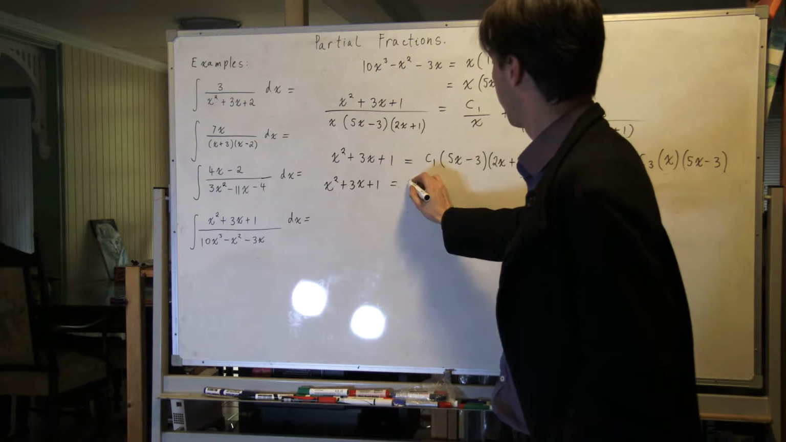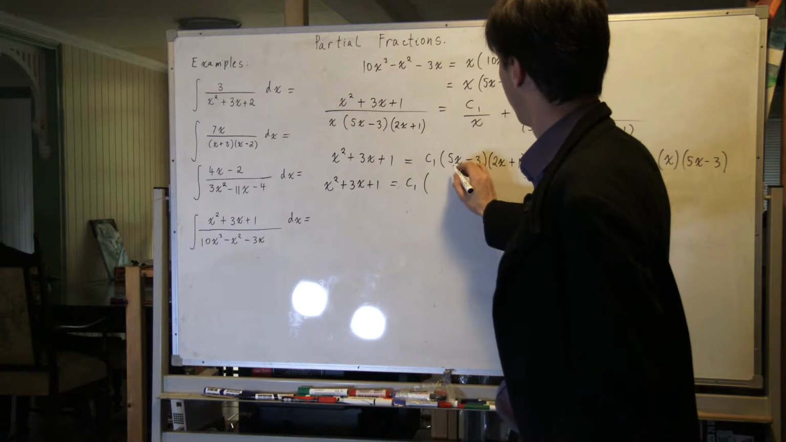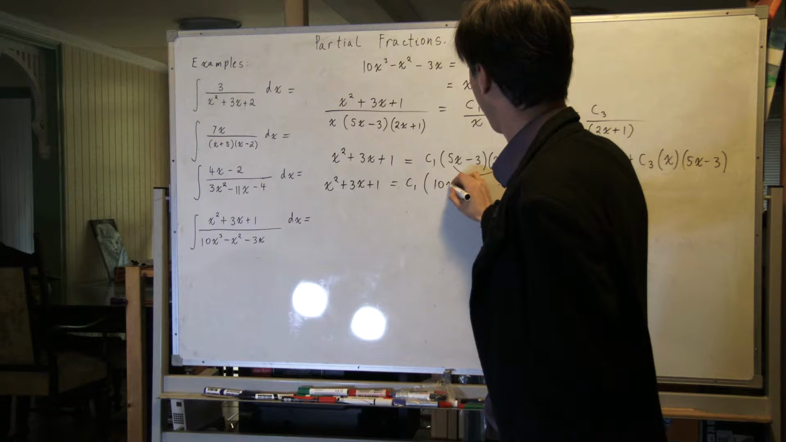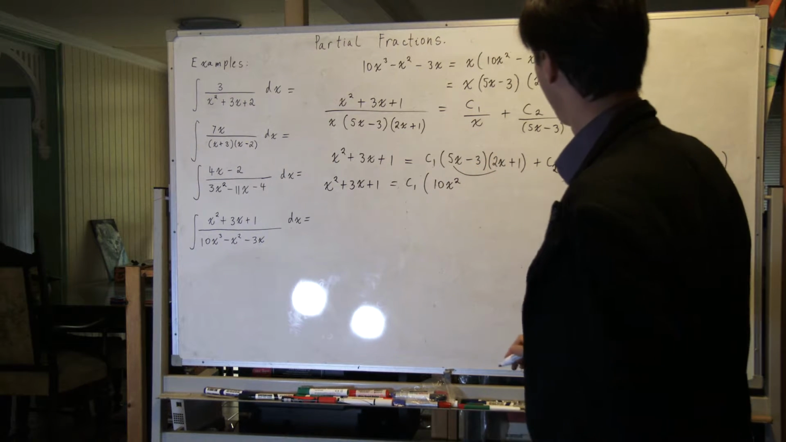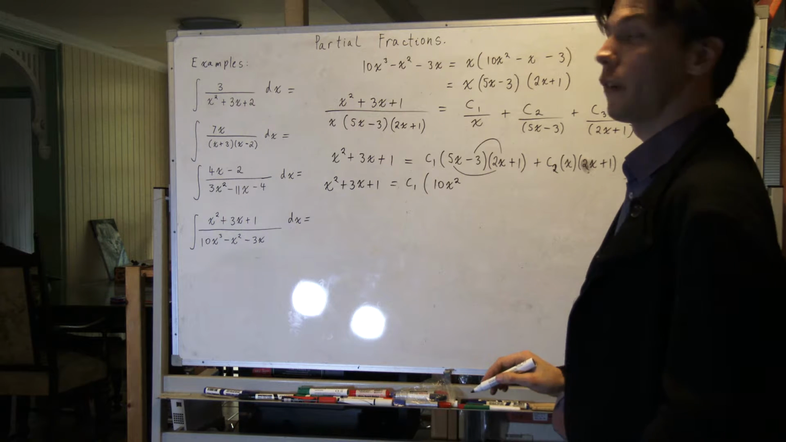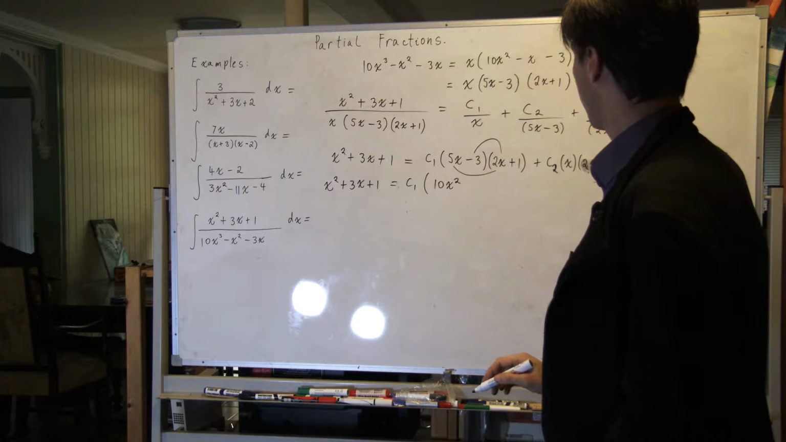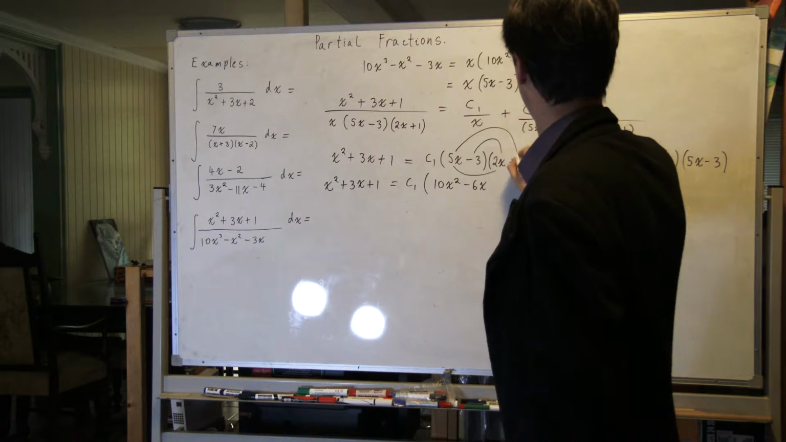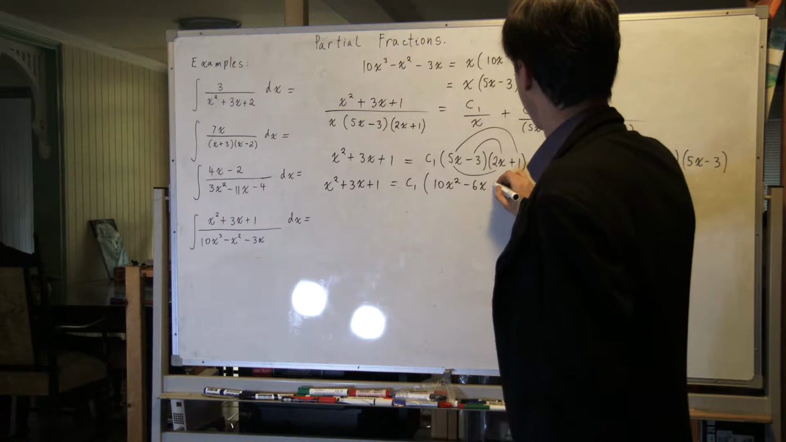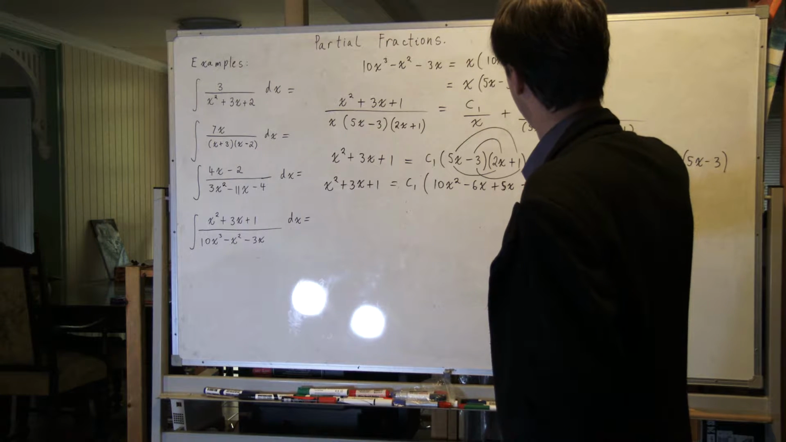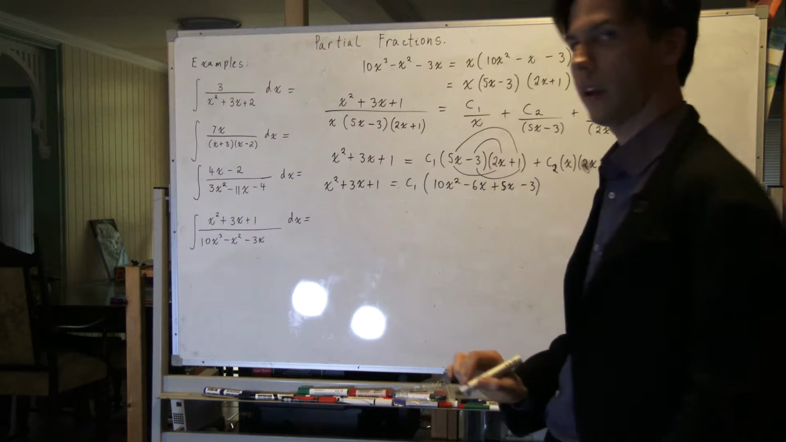So we have C1 times 5x times 2x is 10x squared. Then we have minus 3 times 2x is negative 6x. And 5x times 1 is 5x. And negative 3 times 1 is negative 3.